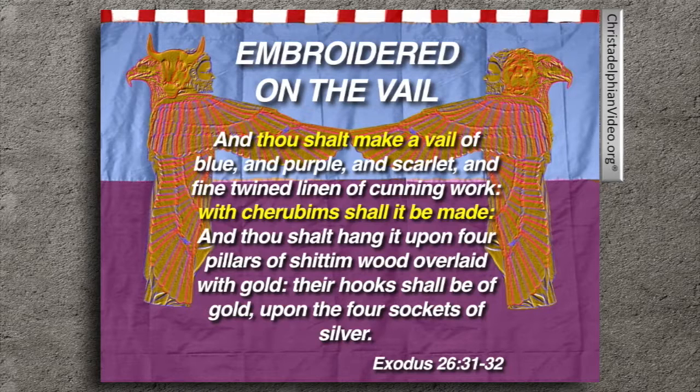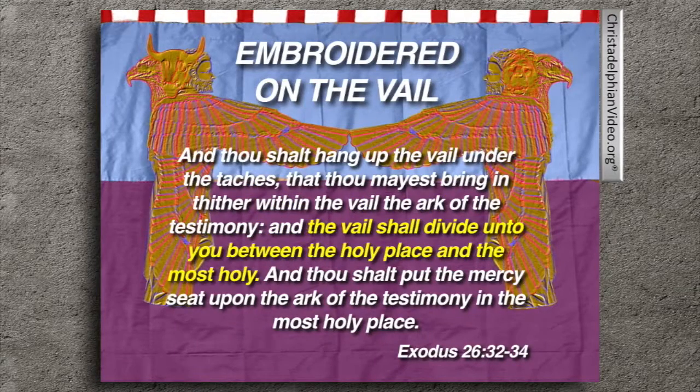"Thou shalt make a veil of blue and purple and scarlet and fine twined linen with cunning work, and with cherubim shall it be made, and it's to be hung." So this is the veil that hangs between the testimony, the Ark of the Testimony, and the holy place. It's described in chapter 26 and verse 32 to verse 33. "Thou shalt hang upon it," or upon the veil, "under the taches, that thou may bring thither within the veil the Ark of the Testimony."